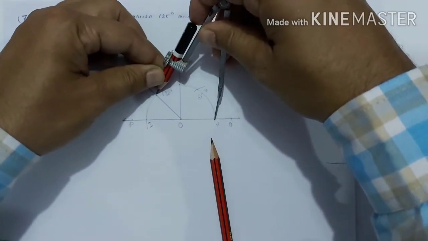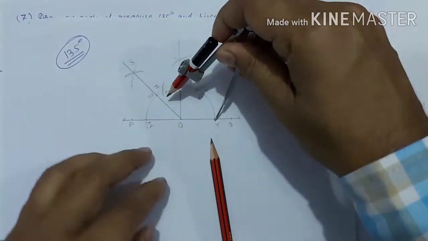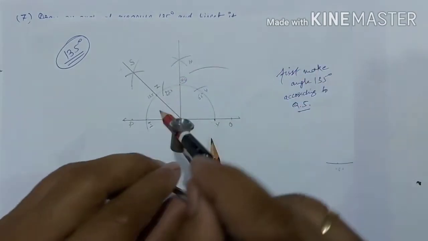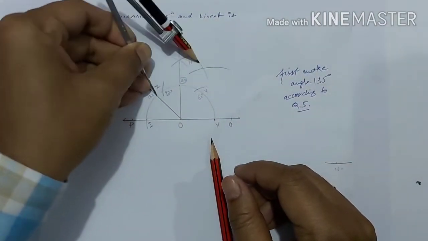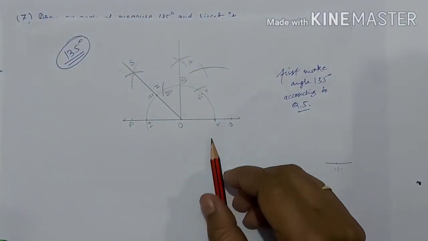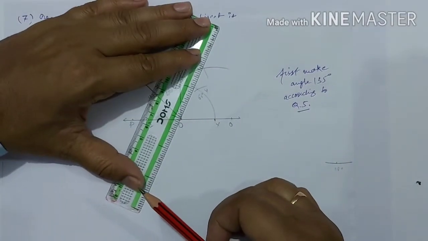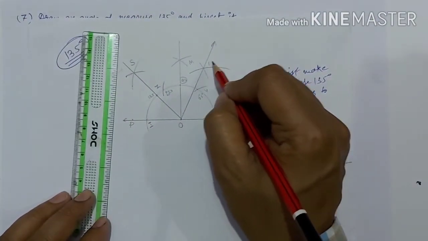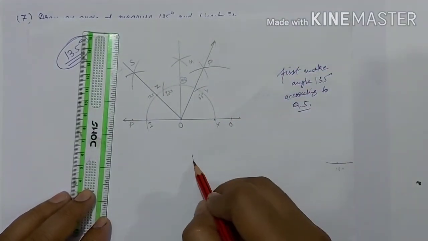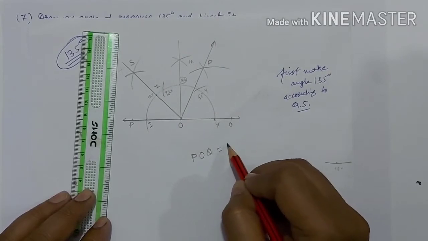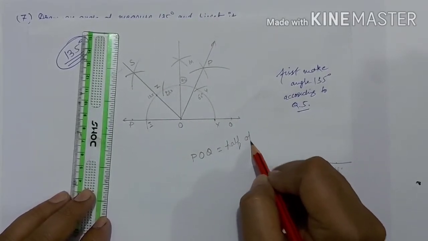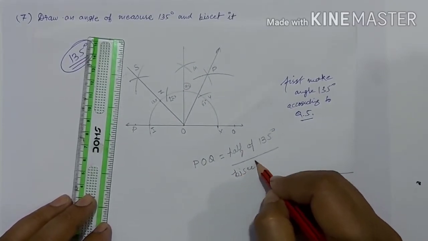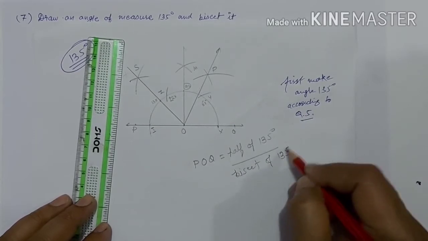So first measure the length of A to Z, more than half, and draw the first arc, and from the second point Q make an arc and join the intersect point. This point is, suppose, P. Okay, so that angle POQ is half of 135. Half of 135 means this is the bisect of the 135 angle.